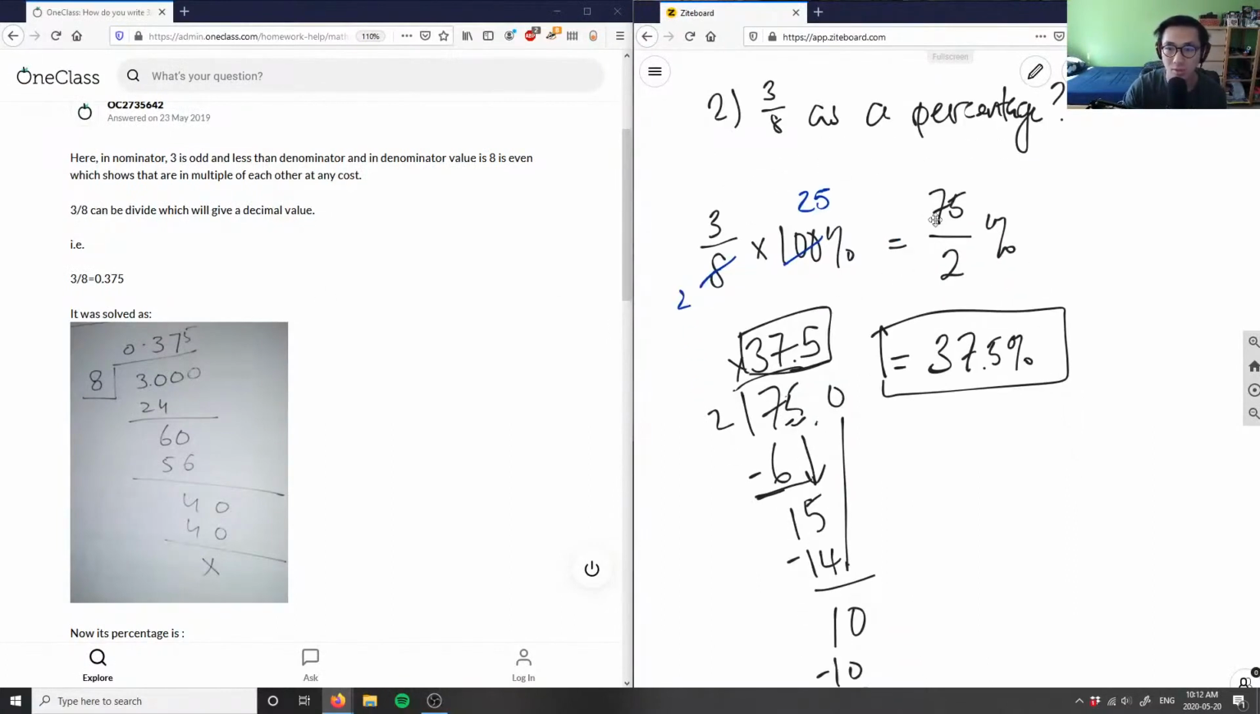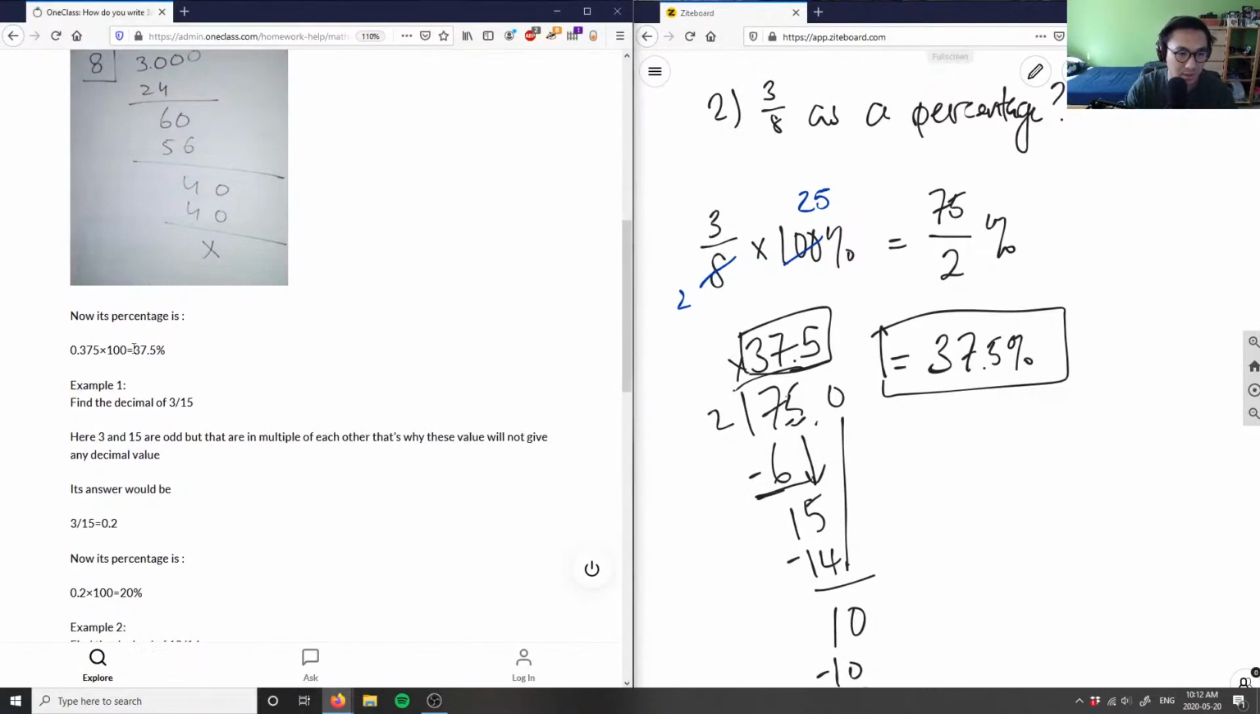And all I had to do was do the long division for whatever 75 divided by 2 is, which is 37.5%. So the solution is correct. As you can see, they got the solution correct as well.